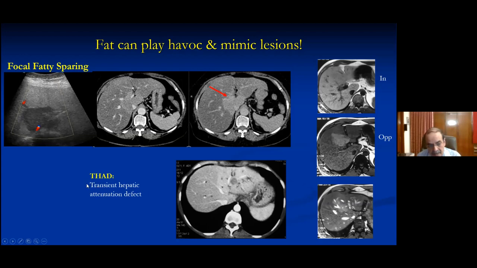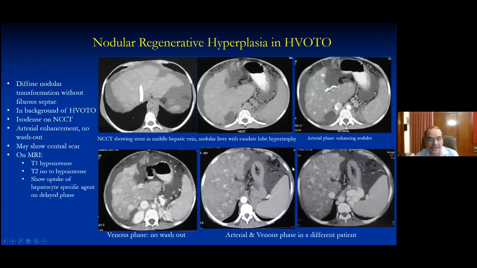And sometimes a transient hepatic attenuation defect can be a harbinger of a more ominous lesion, as is seen in this patient. This is a THAD, a very sharply marginated arterial enhancement. Within that, there is a focal lesion sitting here, which on biopsy was found to be a metastatic deposit. I'm reaching the last 2 or 3 slides.